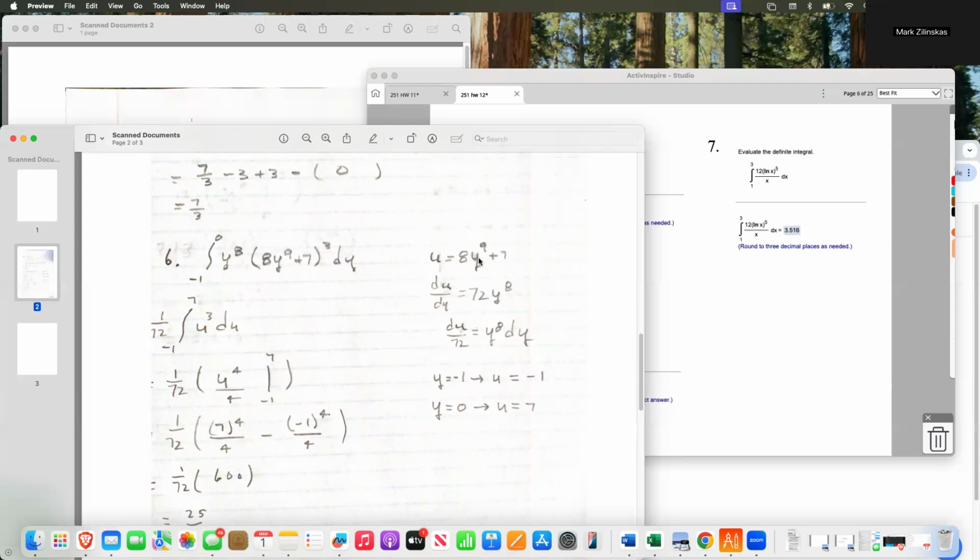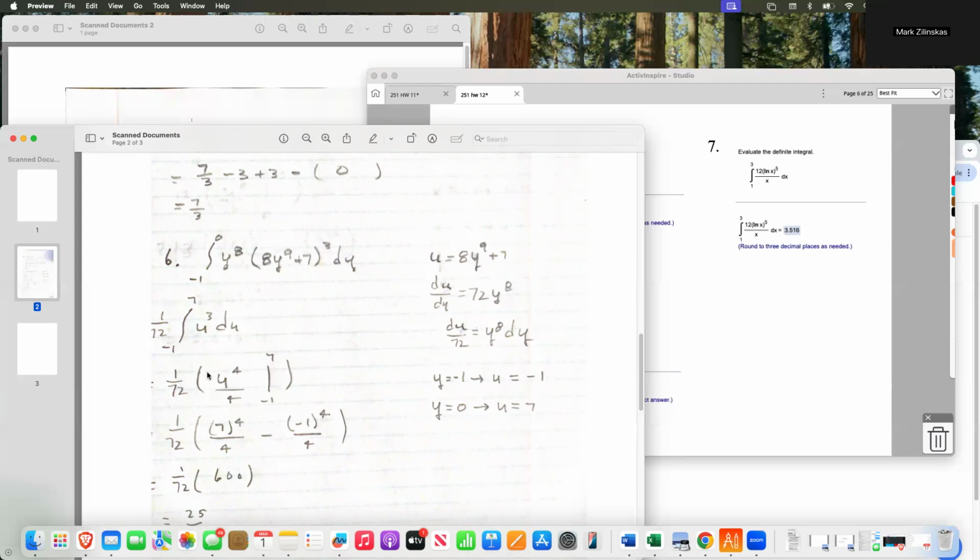Because if I take -1 to the 9th power, I'll get -8 plus 7. That's going to give me -1. And then when y is equal to 0, of course, u is going to be equal to 7. So I replace my upper and lower limits of integration here with -1 and 7.